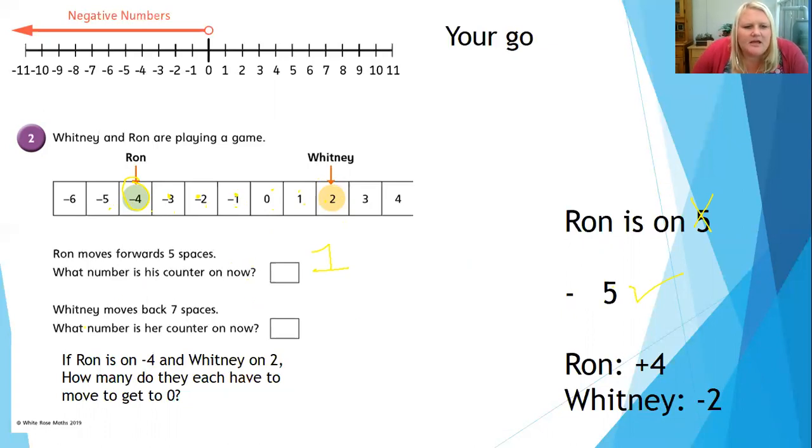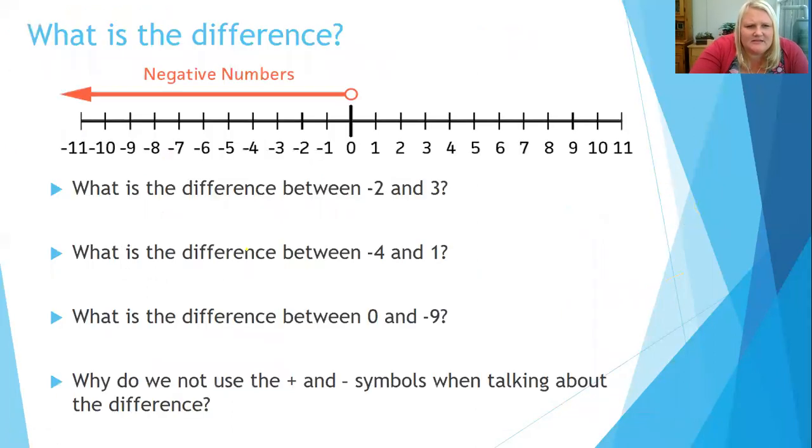I know, crazy. If Ron is on -4 and Whitney is on 2, how many do they each have to get to 0? So if Ron's on -4, he needs to go 1, 2, 3, 4. So he needs to add 4 to get to 0. And Whitney needs to take 2 away to get to 0. Oh, there we go. Right, let's see what's next. Right, so we're going to look at what the difference is now.